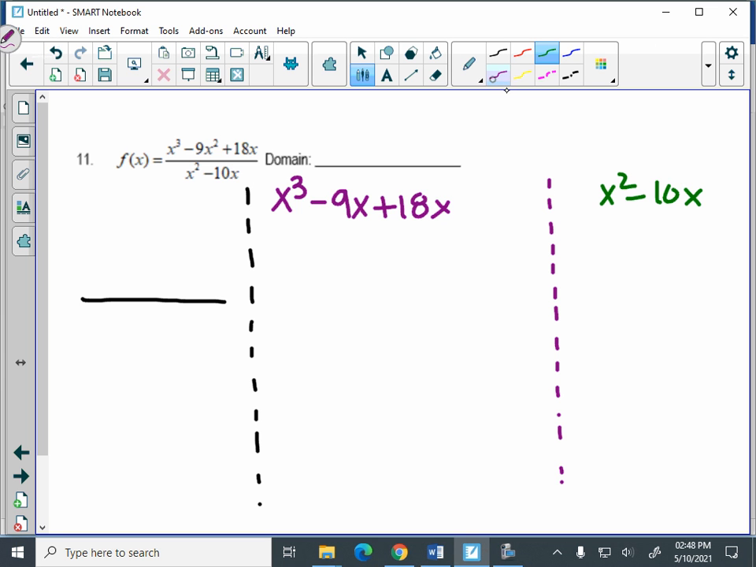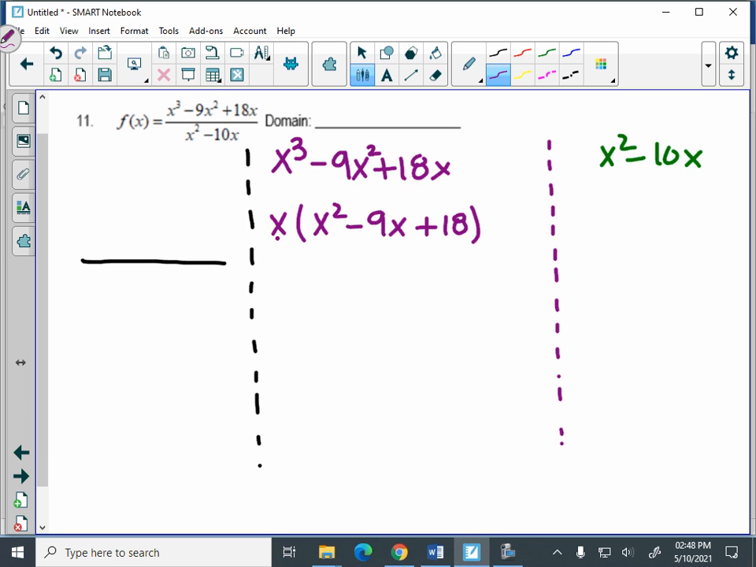When we factor the numerator, I have x cubed, and I can't split the middle when I have an x cubed, but I notice I can take out a GCF. I can take out an x. So when I take an x out, I'm left with x squared minus 9x plus 18. Now I can split the middle. So when I take out the GCF and I split the middle, I leave some space, bring the GCF down, and I know I'm going to have 2 parentheses.